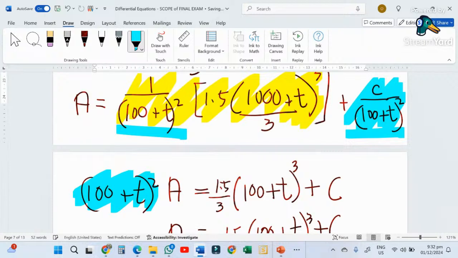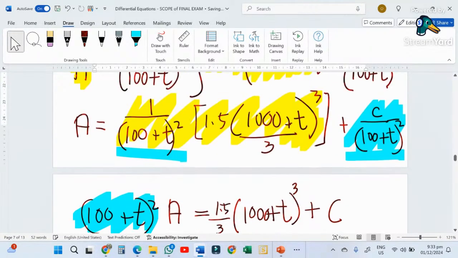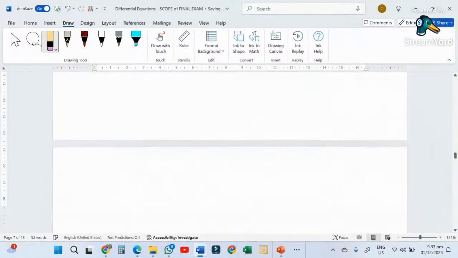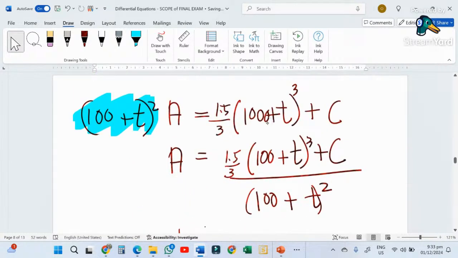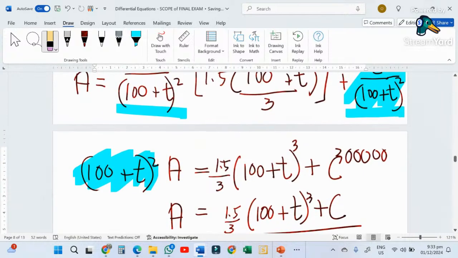A is equal to 1.5 over 3, 1,000. There's a missing 0. Plus t cubed plus c. Oh no, it's not. I copied a different one. Okay, so it's 100 plus t there. So here it will be one 0 only, two zeros only. It's 100 plus t, not 1,000. Sorry for the so many zeros.